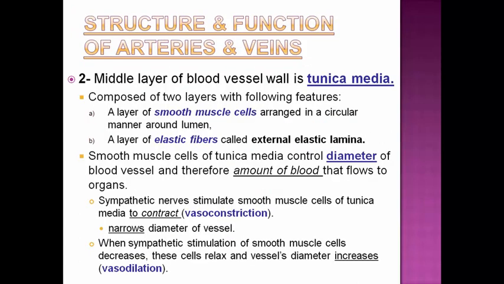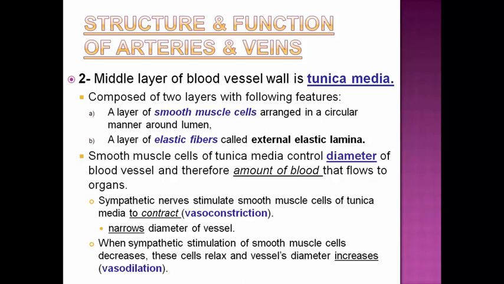The middle layer is known as the tunica media. Smooth muscle cells predominate in this middle layer of the blood vessel, and depending on which type of vessel we're talking about, there's an arrangement of different amounts of smooth muscle cells. We know from Anatomy 1 that smooth muscle cells are involuntary. Remember, they're not striated, and they're usually found within hollow organs. Blood vessels, of course, are hollow organs.